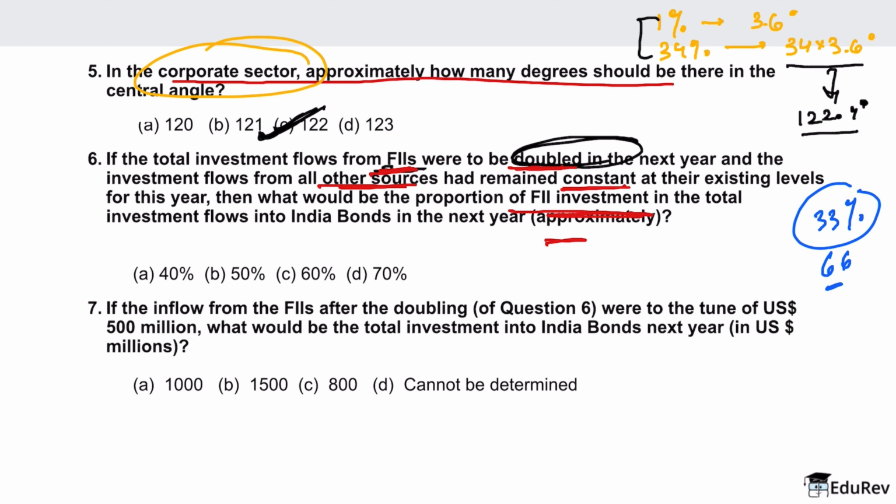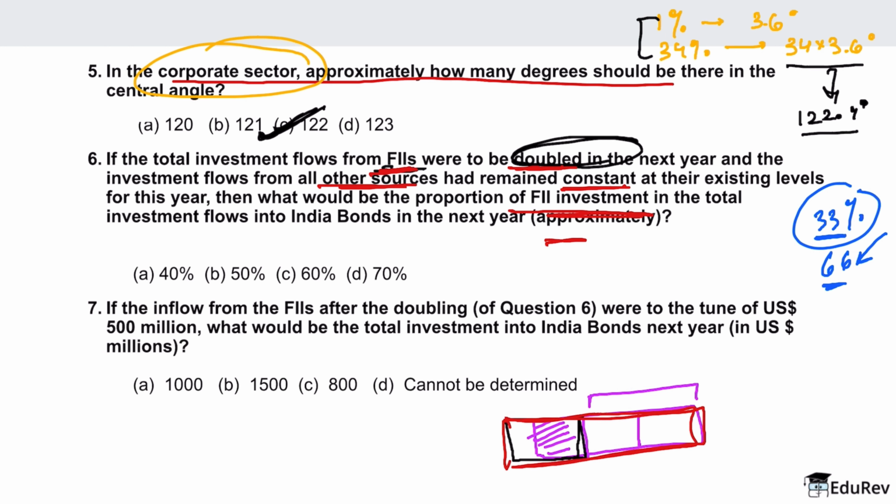But here 66 is not out of 100. Okay, 33 was out of 100. Because this is double but the rest of the things are constant, which means the total also increased, right? Now look, one thing is, like for example I have this brick, okay, and this brick has 3 sections. Now I am telling you that this section increased but these two sections were constant. That means the first section increased in its size but the rest 2 were constant. That means my total in the end is also increased.